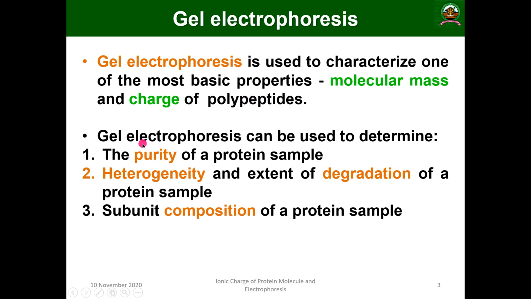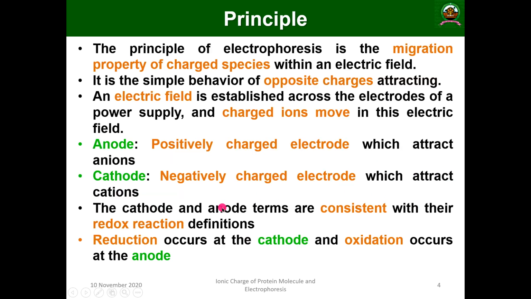Gel electrophoresis can be used to determine the purity of the protein, the heterogeneity and extent of degradation in the protein, and the composition of the protein. So these are the major aims of performing electrophoresis: to determine the purity of protein, to determine the heterogeneity and the extent of degradation of a protein, and to determine the composition of the major subunits present in the protein.